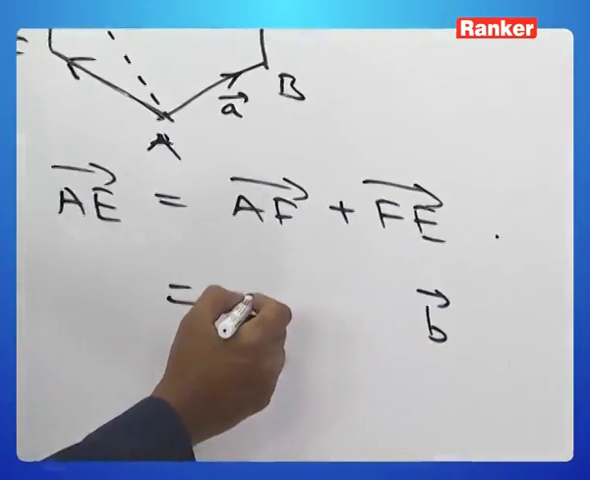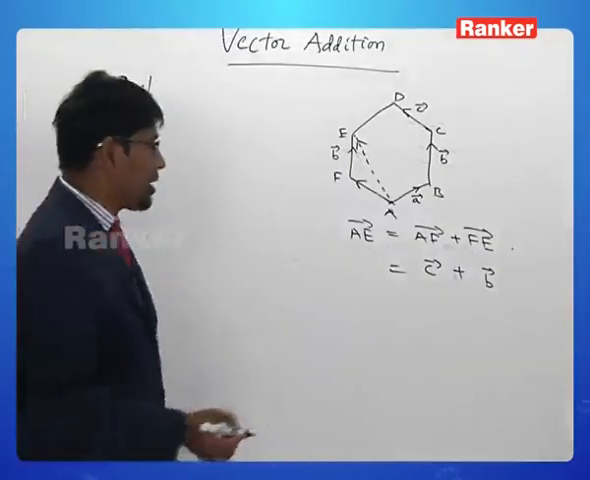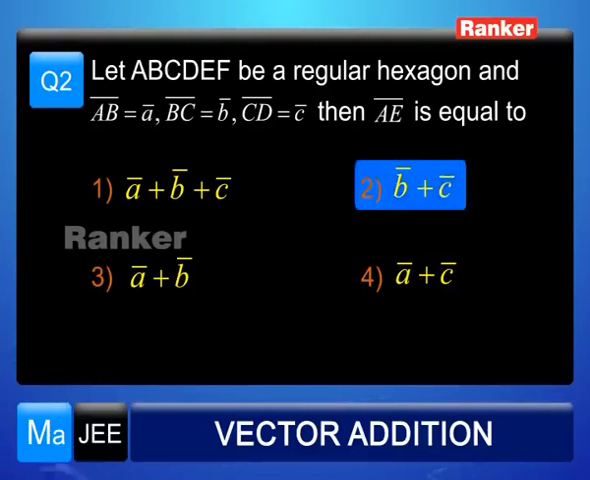Therefore, we can write this CD vector. What is CD vector? C bar. Therefore, we have C bar plus B bar. It's clearly option 2. Option 2 is the right answer.